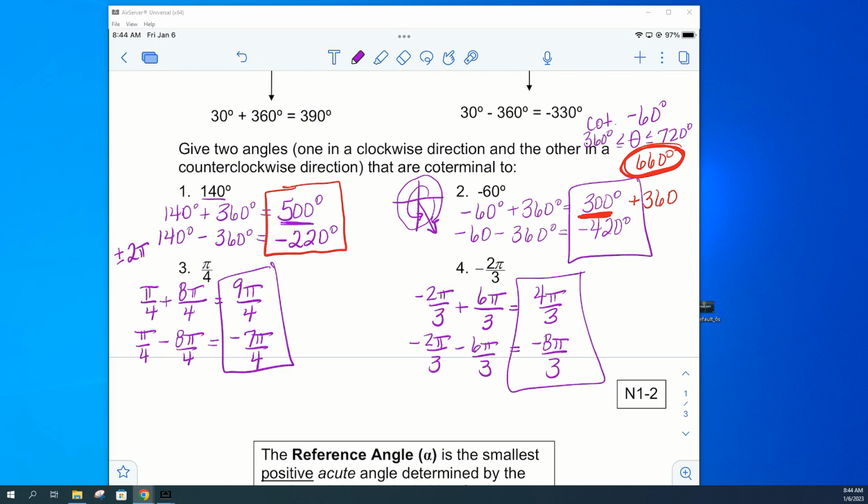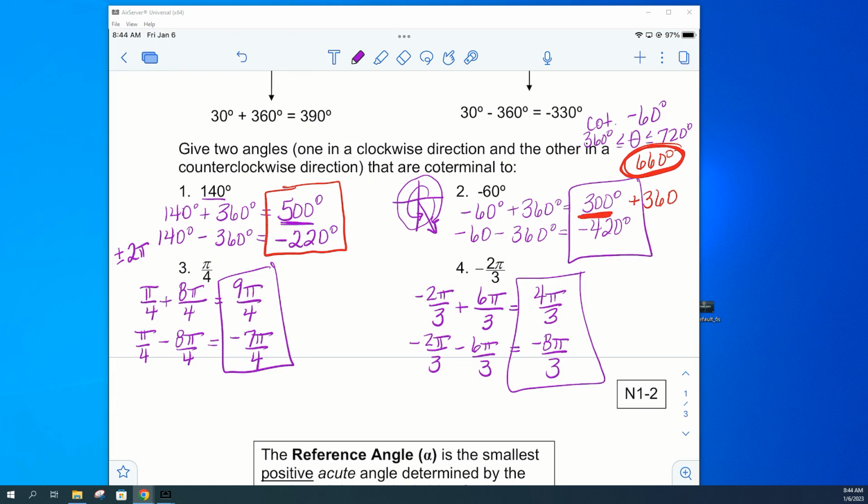So that's coterminal. And that's an important thing because you'll be using that idea over and over throughout this unit. So coterminal angles, their starting position and their ending, their initial side and terminal side are the same. All right, next thought.